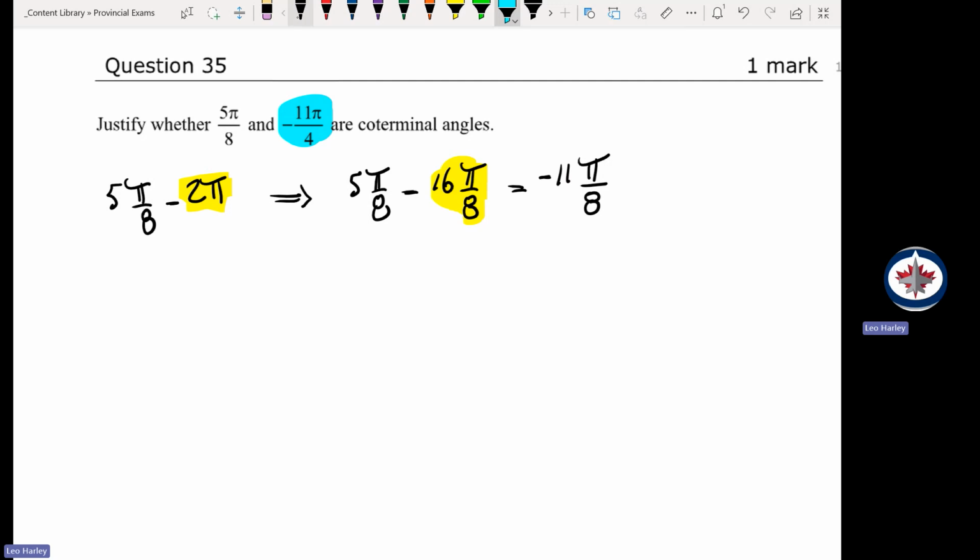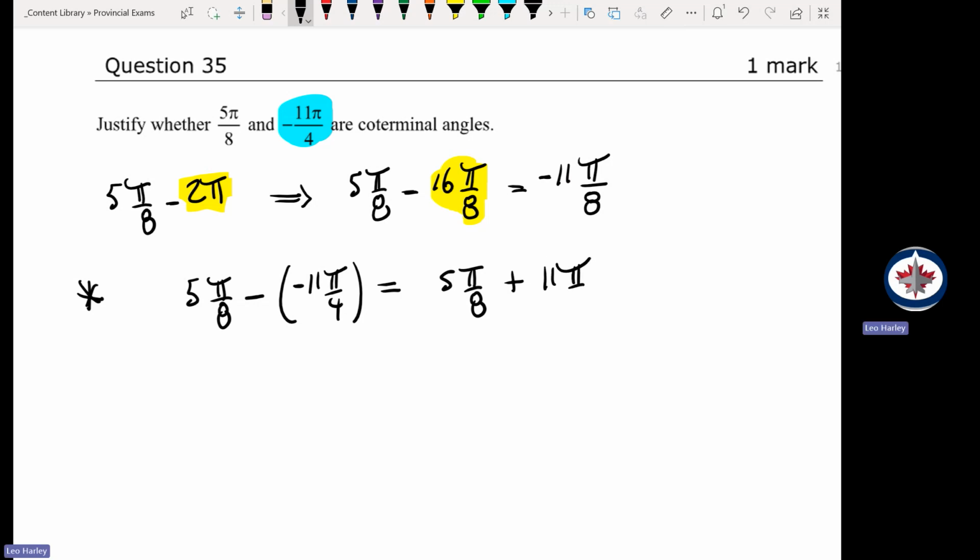I think actually, let's do it this way. Take 5 pi by 8 and then subtract the other angle, and then simply ask yourself, is it a multiple of 2 pi? And if we do this correctly, it's going to be 5 pi by 8 plus 11 pi by 4. And then we're going to have to make a common denominator. I know how you guys love fractions. So 5 pi by 8 plus, just multiply top and bottom by 2, 22 pi by 8. And that's now 27 pi by 8.